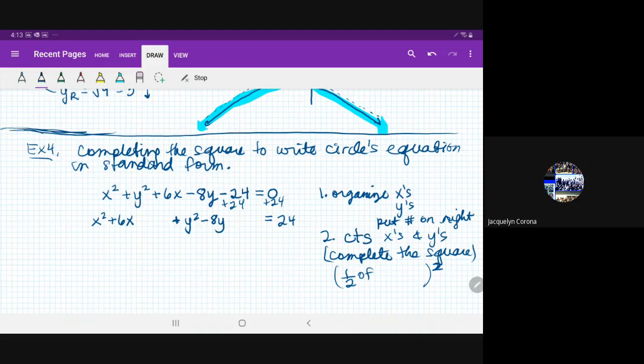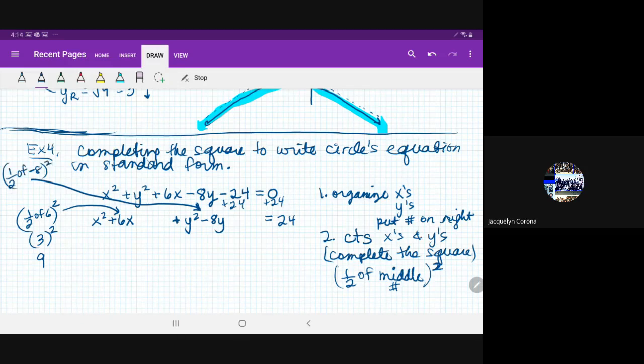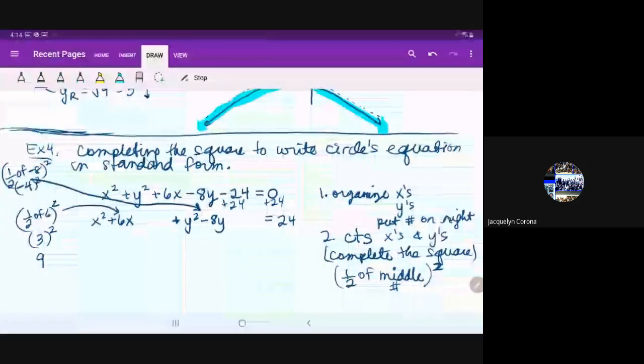Yes, it's half of b. I call it half of the middle term, but what Jacqueline said is right. So it's half of the middle number squared. And by the middle number, we mean the 6 and the 8. So for this one, let's draw an arrow. You're going to do half of 6 squared, 3 squared, 9. And then for this one, let's draw an arrow from this one up here. You're going to do half of -8 squared, which is -4 squared, which is 16.